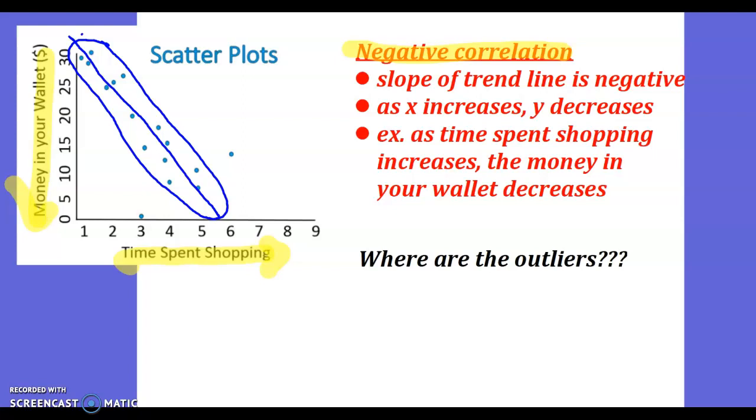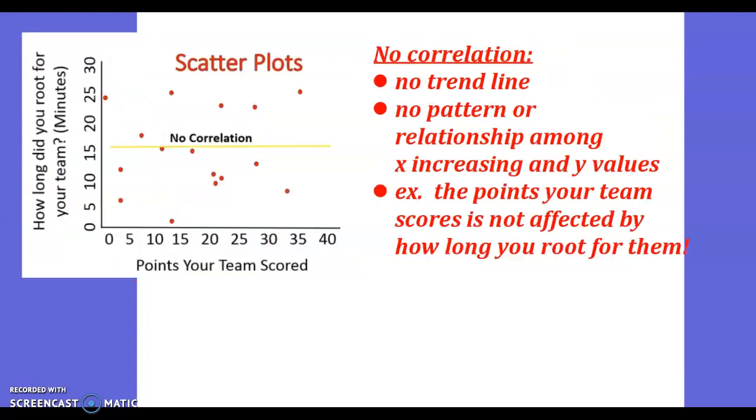Is that always the case? No, in real life that's not always the case. So we have these outliers that don't lie in the general trend. And that's okay, because that's real life. Some people, like this person here, spent only 3 hours shopping and yet they had 0 money left in their wallet, whereas this person right here spent 6 hours shopping and still had money left compared to the other people. Again, a downward trend, a negative slope, is called a negative correlation, where as X is increasing, Y is decreasing.